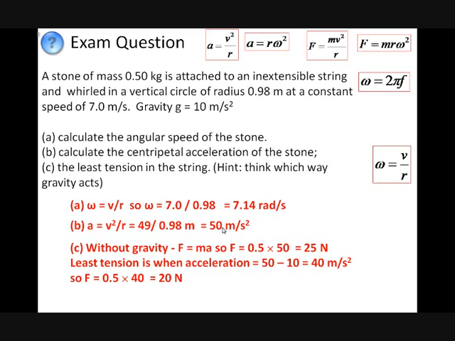But you've got to think that this thing is being swung round in a vertical circle, so occasionally it's going to be working against gravity, and the other part of the circle is going to be working with gravity. So sometimes it's going to be falling, sometimes it's going to be rising. The least tension is when the centripetal acceleration of 50 is in the opposite direction to gravity, which I'm taking as 10. So that's 50 minus 10 of 40 metres per second squared. So if we just shove that into F equals ma, we get the minimal force of 20 newtons.